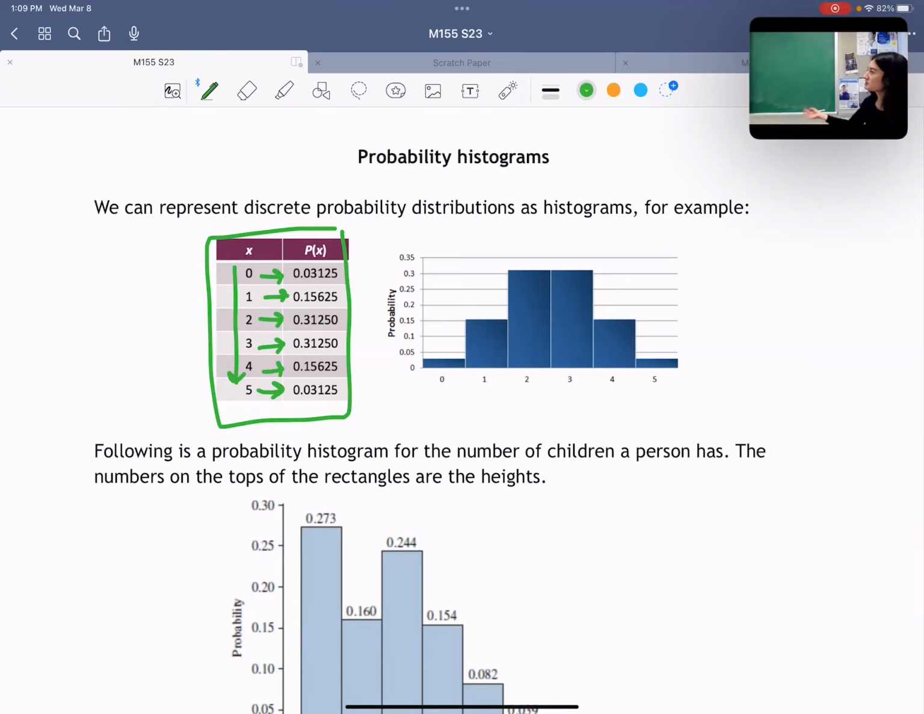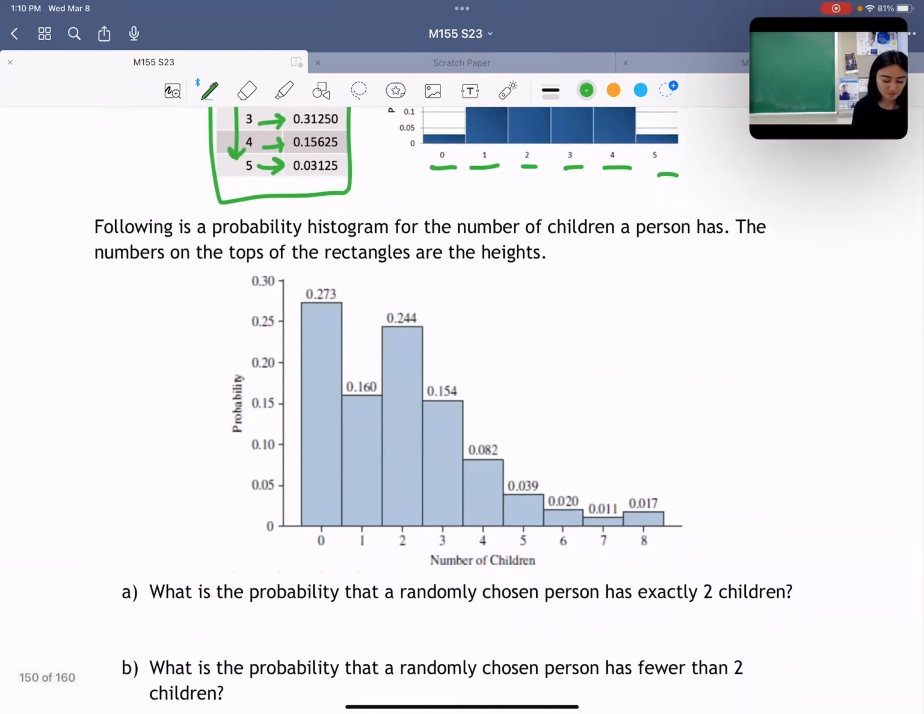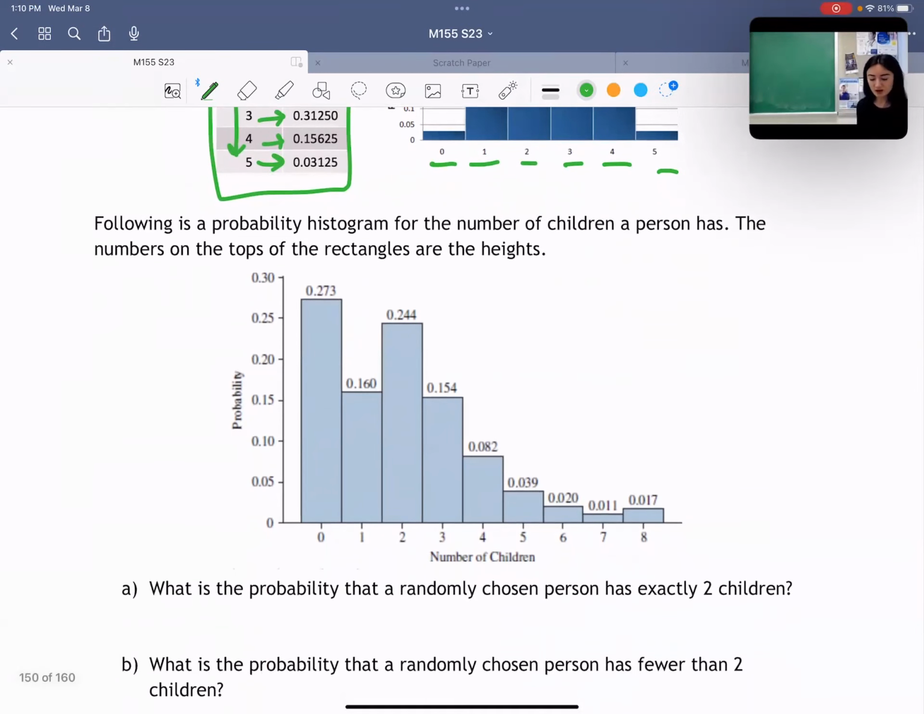We can turn this into a histogram by putting all the X values on the X-axis, and the bars go as high as the probabilities are. So that's basically what a probability histogram is. It just shows everything that can happen and their probabilities. Okay, here we have a probability histogram for the number of children a person has. I'm going to change this to the exact number of children. So for example, it shows the probability of having exactly 3 children is 0.154.